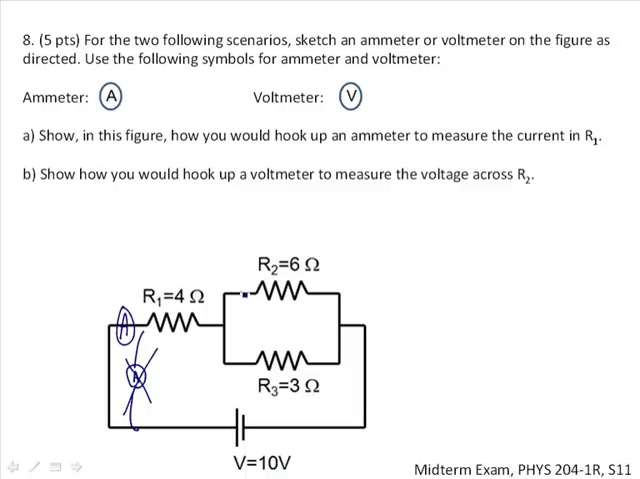For R2, most of you got this. You hook the voltmeter up in parallel, just like that.